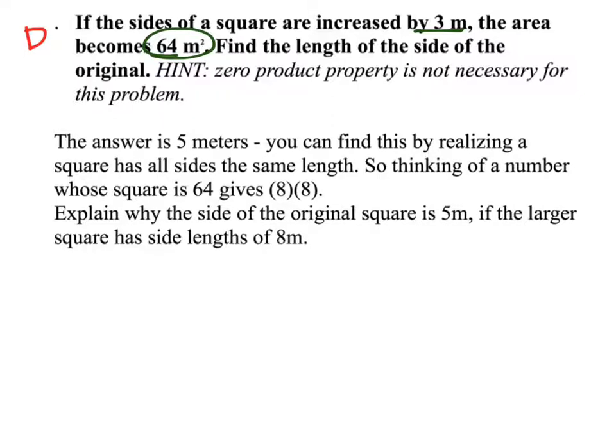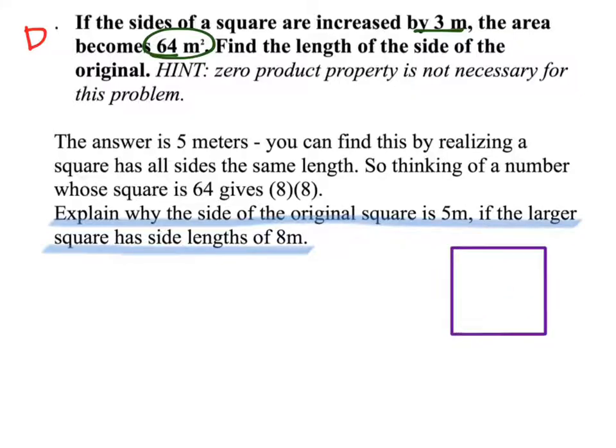Explain why the side of the original square is 5 meters if the larger square has side lengths of 8. This is what I'd like you to do for this problem. So rather than having you solve the problem, I want you to explain how that works. And again, I've got this square whose side length is the same for all of its sides.